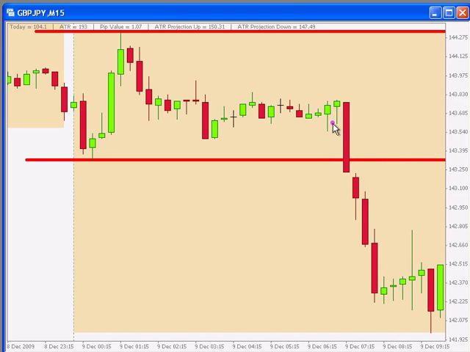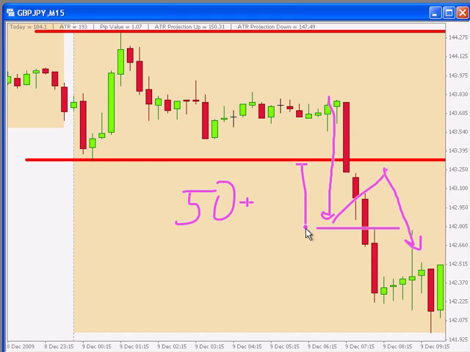Okay, let me recap a little bit. Let's assume the breakout drives price 50 pips away from the entry point. You don't want to wait for a full swing down and take your entry 50 plus pips away from the breakout point. You don't want to wait that long.